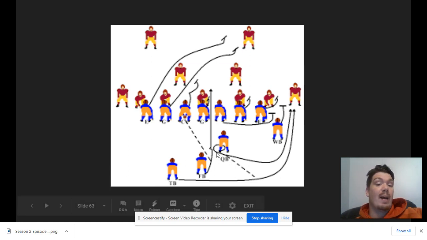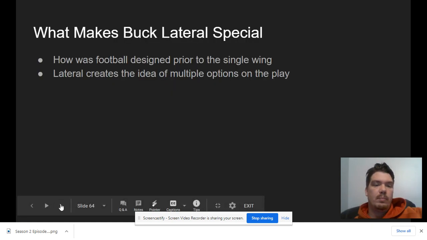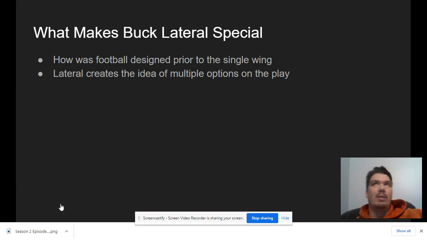He can also hand off to the quarterback, and that creates a couple different options for how the play can go. What makes it special? How was football designed prior to the single wing? How was football designed prior to Pop Warner and the Carlisle formation? It was designed to bludgeon people. Remember, Pop Warner came up with the Carlisle formation to give them an advantage through deception and speed. And now we're creating this idea of trickery.